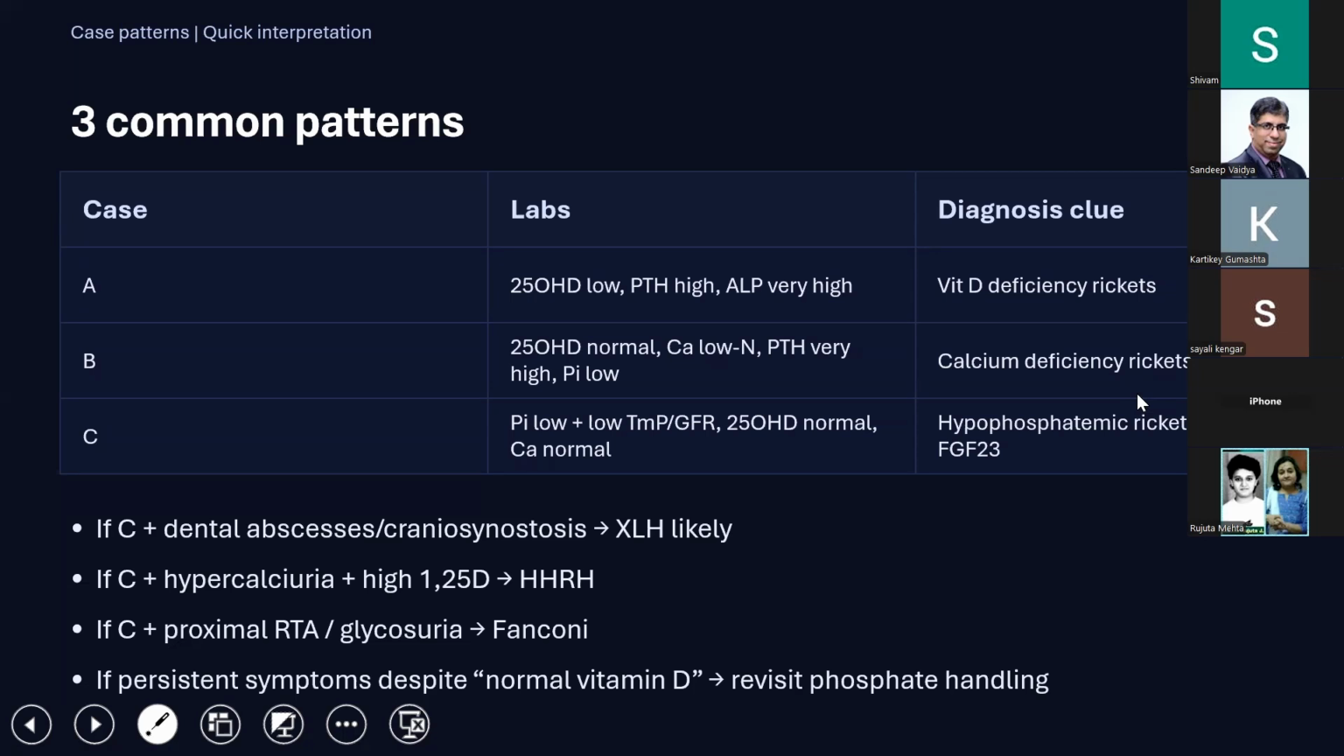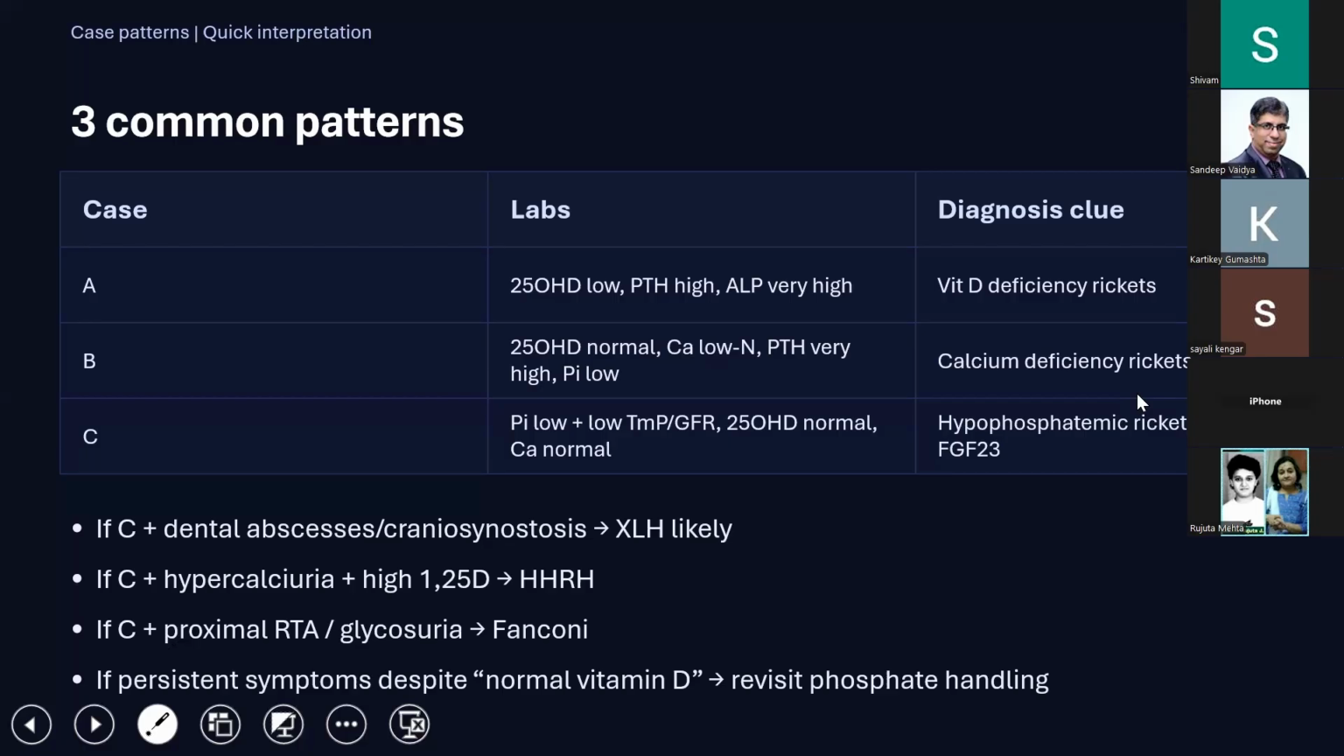In cases of low phosphate and low reabsorption rate of phosphate, which suggests wasting of urinary phosphate, but vitamin D is normal and calcium is normal, it is suggestive of hypophosphatemic rickets. And if such a picture is associated with dental abscess, then X-linked hypophosphatemic rickets is likely, in which FGF23 will come positive. If there is hypercalciuria and high vitamin D, it can be hypercalciuric hereditary hypophosphatemic rickets.